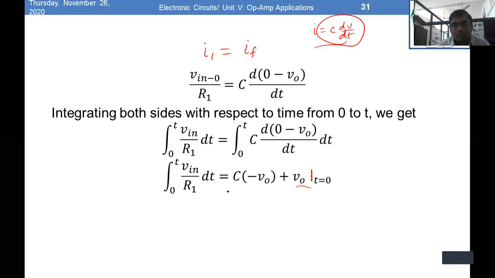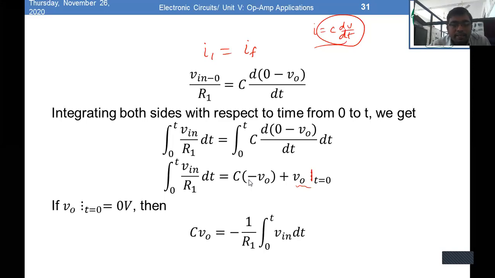Okay, so it would be further, you can write as, what is the value of v naught at time t equal to 0? It is basically 0, because when t is equal to 0, the output voltage would be considered as 0 volt, because the capacitor would act as an open circuit at the initial condition. So no current would pass through the feedback network. Output voltage would be considered as 0.